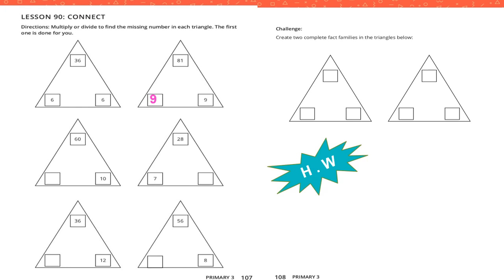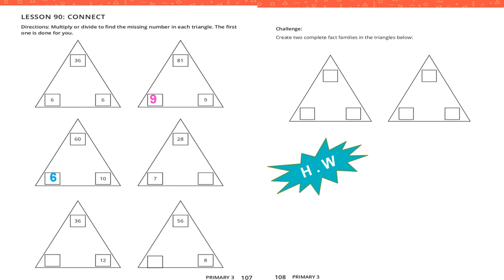Down, the third triangle here, we have 60 on the top, and 10 down as a small number, and 60 is the biggest number. And what shall we do to get the missing number here on the other side? 10, it means 10 times what equals 60? Yes, 10 times 6 equals 60 to get the biggest number on the top.